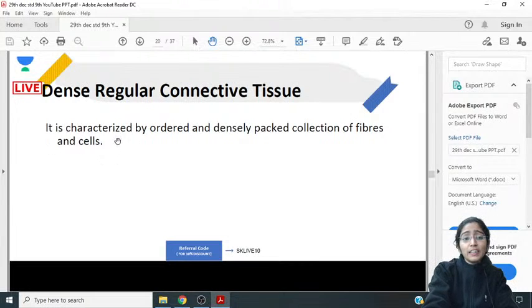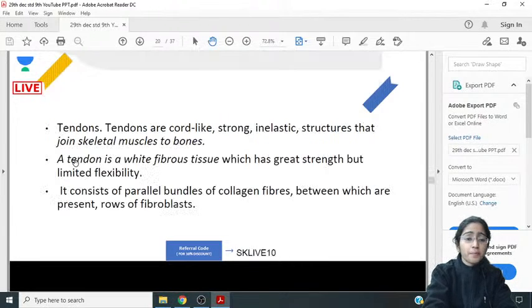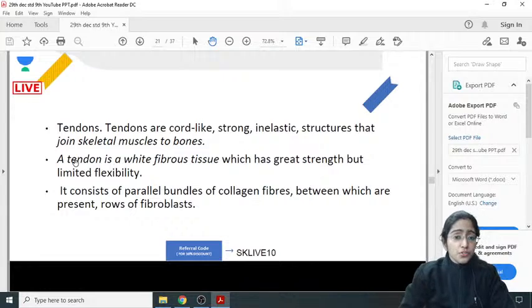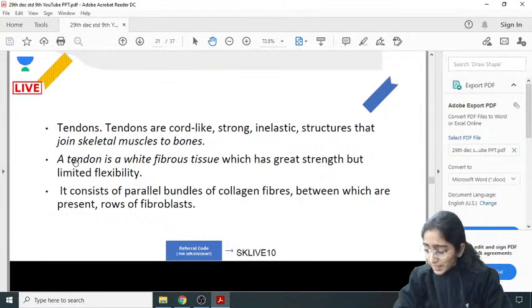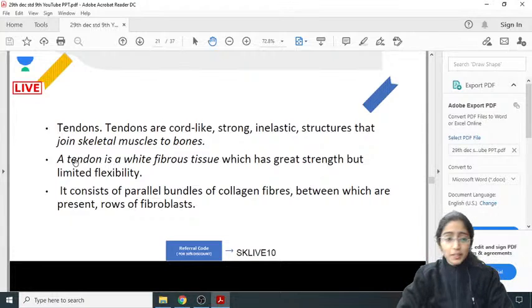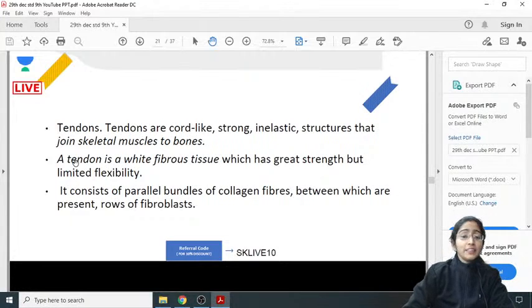It is characterized by an ordered and densely packed collection of the fibers and the cells. Same fibers, the yellow elastin and the white collagen fiber, and the cells. The most common examples are the tendons and ligaments. Crystal clear, very good. So, tendons are a cord-like strong, inelastic structure that joins skeletal muscle to the bone.